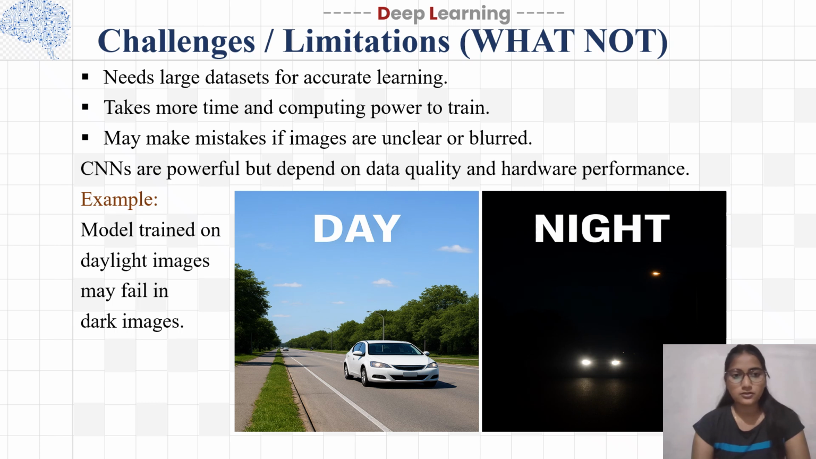For example, suppose a CNN was trained mostly on bright daylight images, when given a nighttime photo, it may fail to recognize the same object because lighting conditions change. So, while CNNs are excellent learners, they still need clean data, proper tuning, and continuous improvements for real-world accuracy.